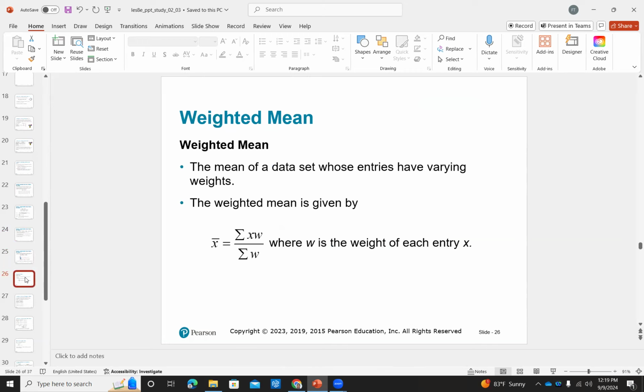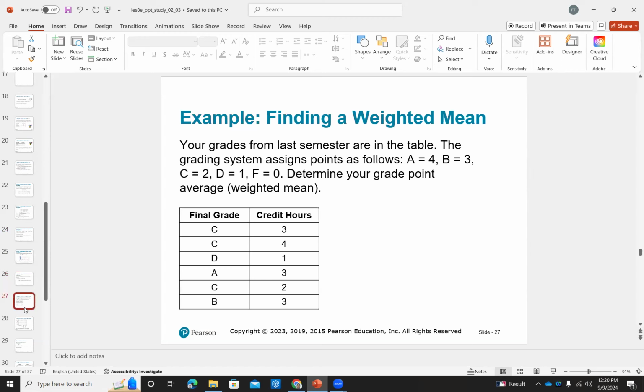Weighted mean. The weighted mean is the mean of a data set whose entries have varying weights. The weighted mean is given by x bar equals the sum of all data set entries times their weights, divided by the sum of the weights, where w is the weight of each entry. We use the weighted average a lot when we are calculating our GPA.